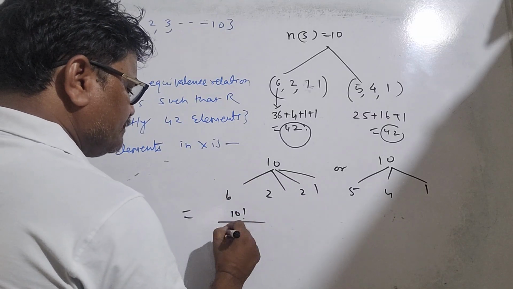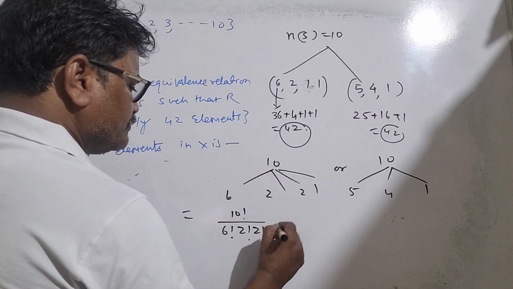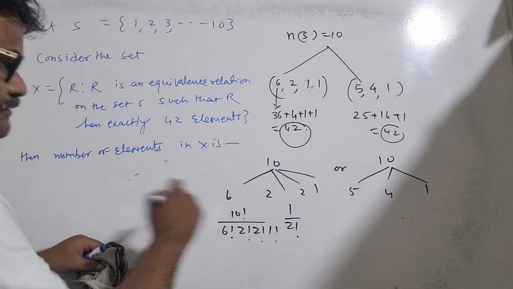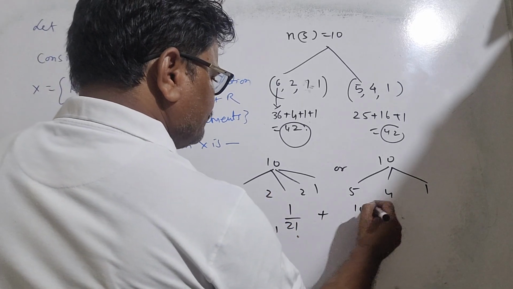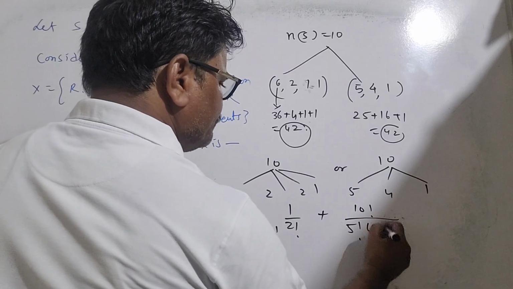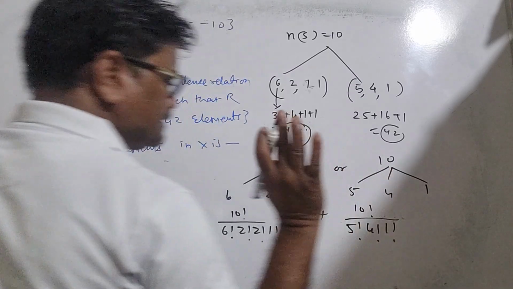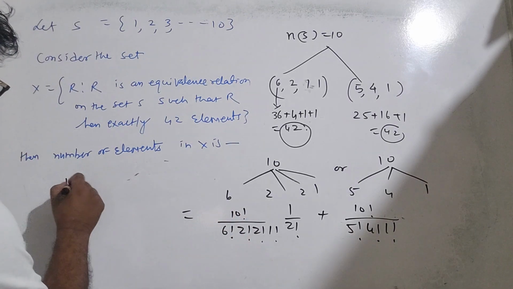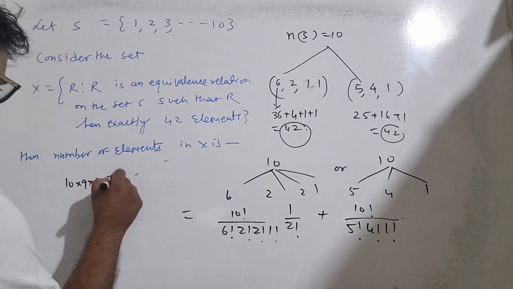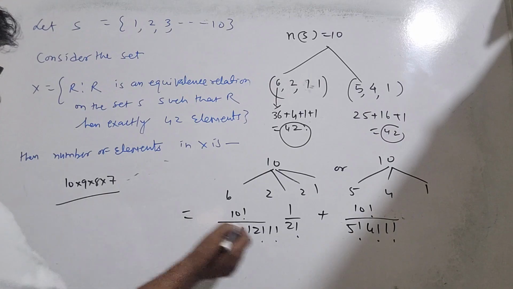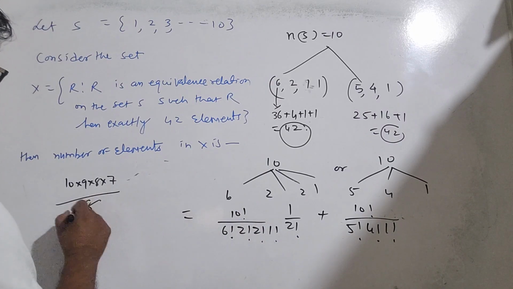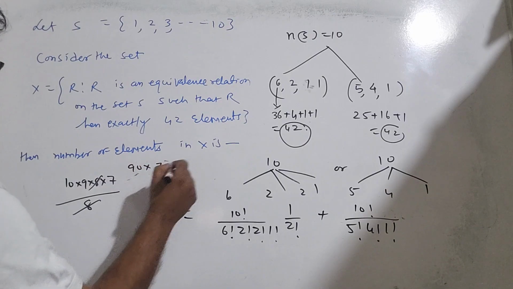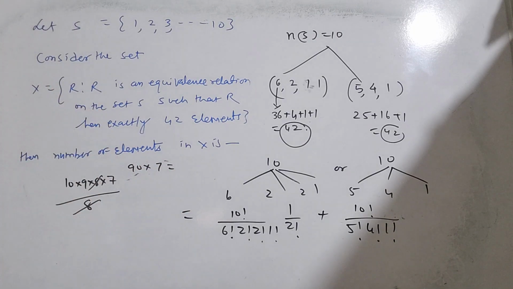10 factorial divided by 6 factorial, 2 factorial, 2 factorial, 1 factorial, times 1 upon 2 factorial, because 2 has come two times, plus 10 factorial divided by 5 factorial, 4 factorial, 1 factorial, that's it. Now you have to calculate this. So what is this one? This is 10 into 9 into 8 into 7, 6 factorial cancels out. This is 2 into 2 into 2, that is 8, 8 cancels out. 90 into 7. Correct? Calculation is okay?